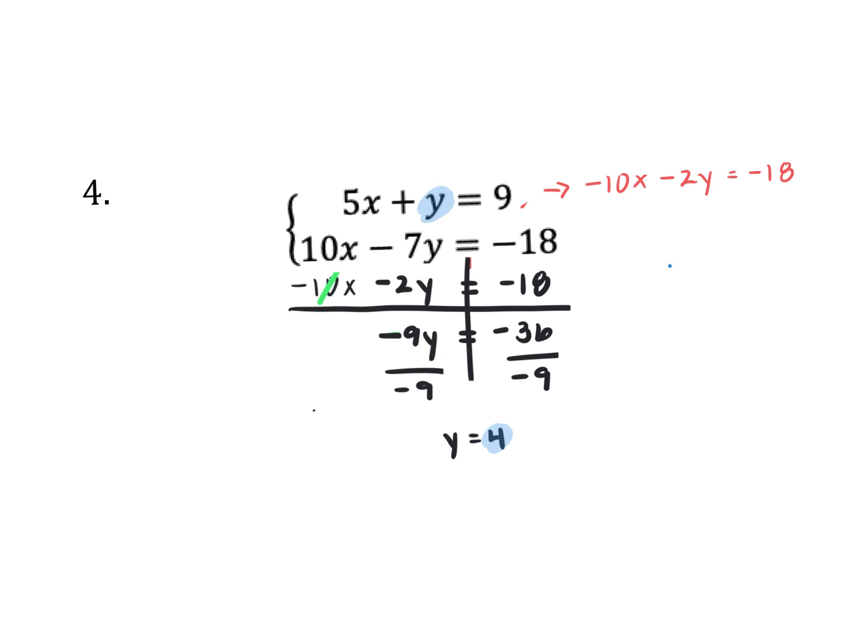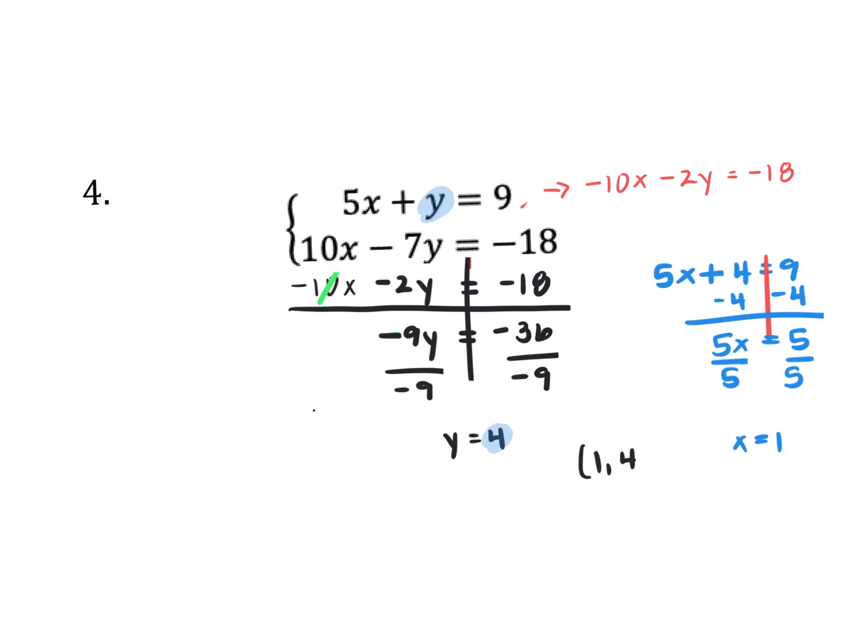So I'm going to rewrite 5x plus, instead of writing y, I'm going to put that 4 in there, equals 9. Okay, to get that 5x by itself, I'm going to subtract 4. I get 5x equals 5, divide by 5, divide by 5, and I get x equals 1. So I'm not done until I make them an ordered pair. So I have (1, 4), and that's going to be my final answer.